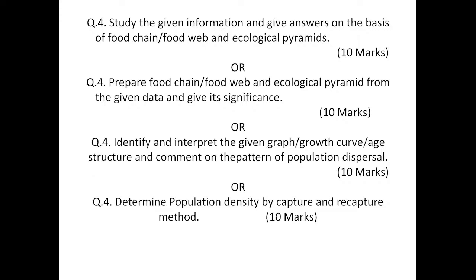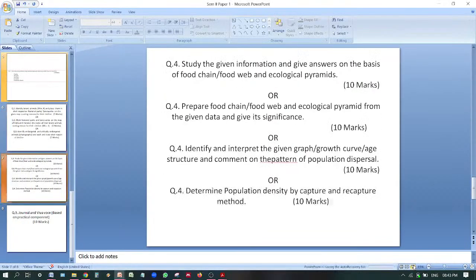So question number 4, the first option. See, now in question number 4 lots of options are there, and anything from them can come, students. Study the given information and give the answer on the basis of the food chain, food web and the ecological pyramid. So here you will have either the food chain or the food web or the ecological pyramid. Any one thing will be there, and on the basis of that you will have a question. I will give you a simple example.